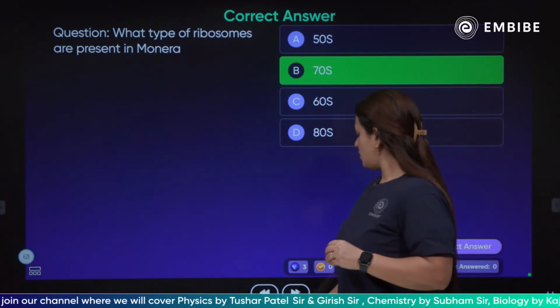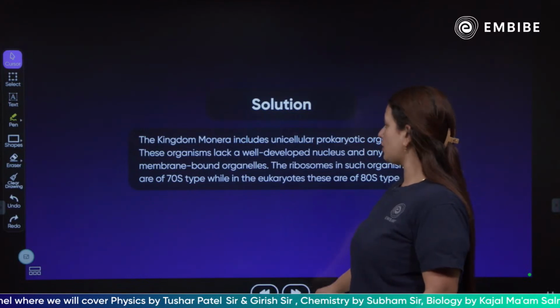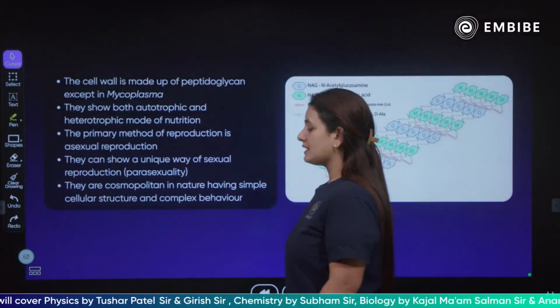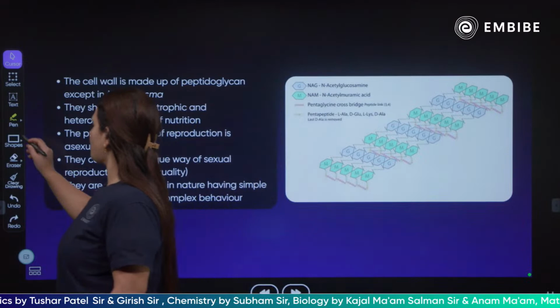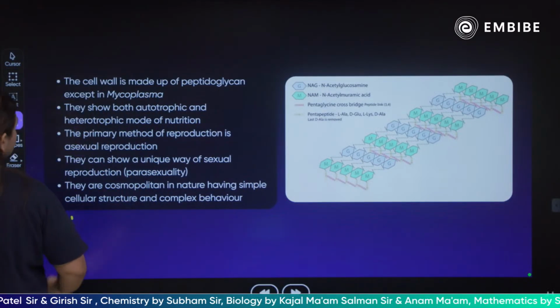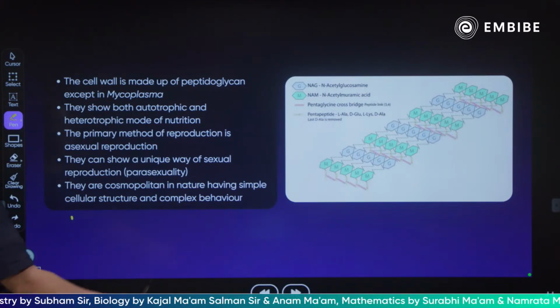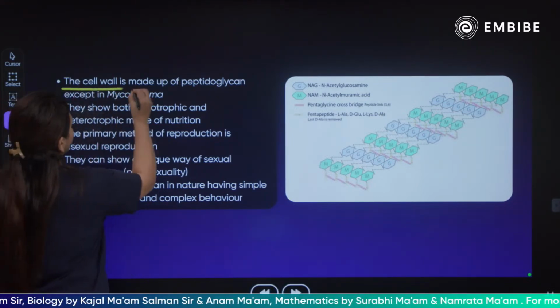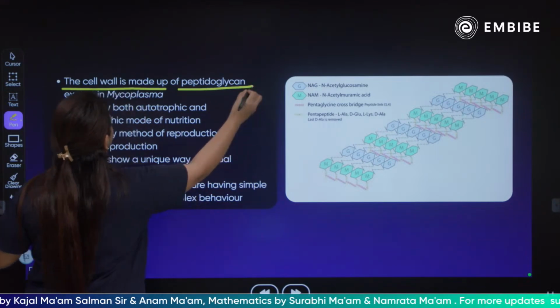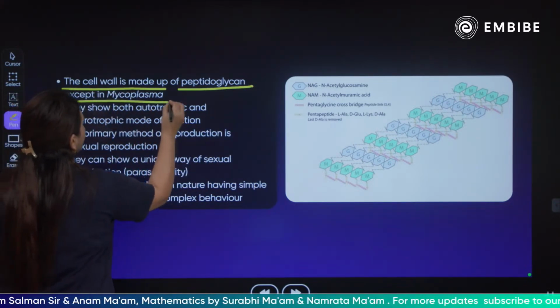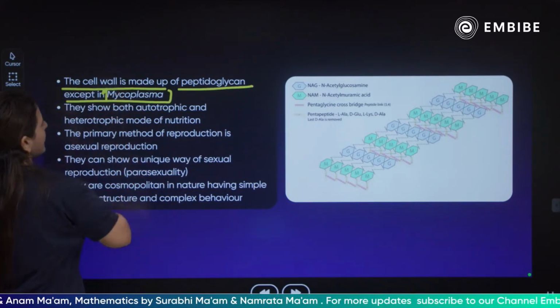Moving forward, children, now comes the most important thing we are going to discuss about monerans: how their cell structure is formed. What is the cell made up of? The cell wall is made up of peptidoglycan except in mycoplasma. Please remember always the exception.